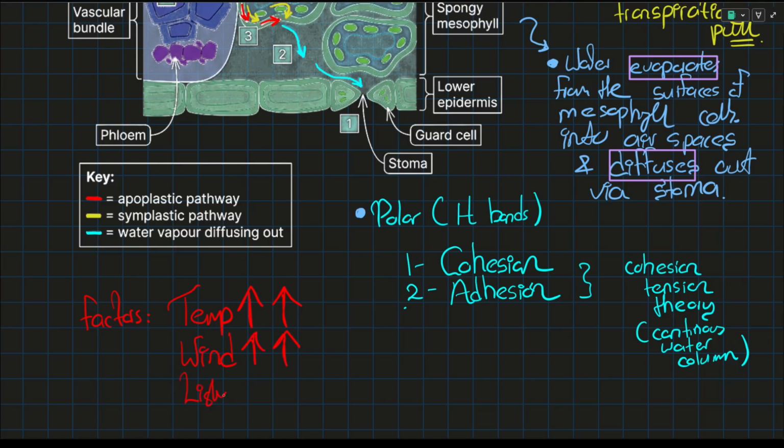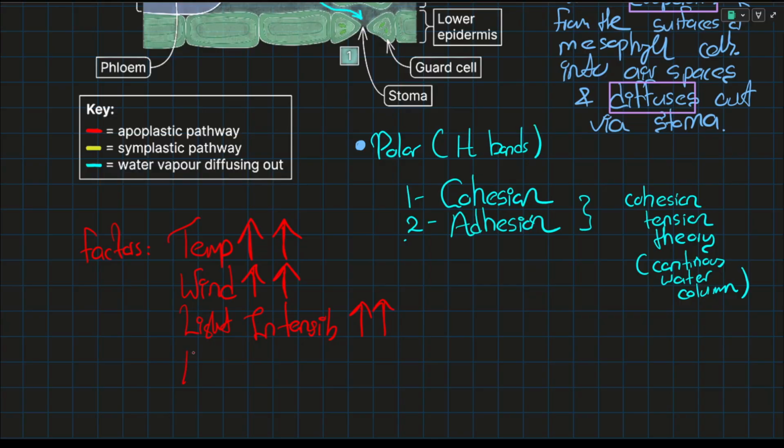Then let's talk about light intensity. If light intensity is high, rate of transpiration is also high. Humidity, this is the opposite. If we have a high humidity in air, rate of transpiration is going to be often low.